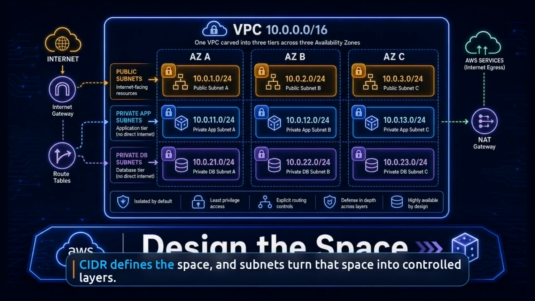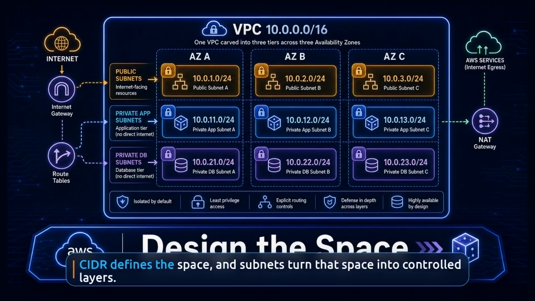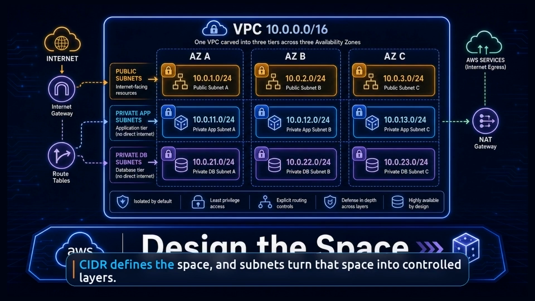A VPC begins with address space. In AWS, that usually means picking a CIDR block for the entire network. In the pattern for this lesson, the VPC CIDR is 10.0.0.0/16. That gives you a large private address range you can carve into smaller, cleaner subnet boundaries. Now we divide that VPC into purpose-built subnets.